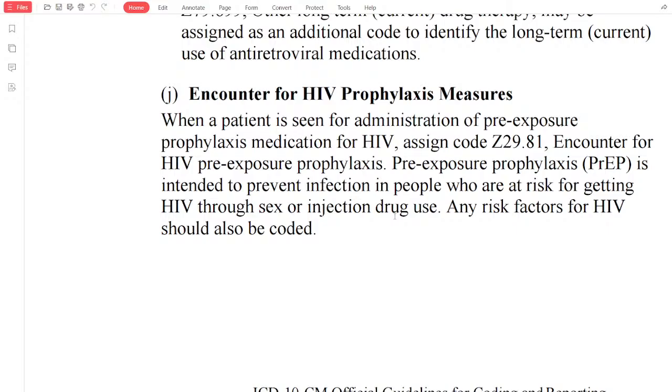Next is encounter for HIV prophylaxis measures. When a patient is seen for administration of pre-exposure prophylaxis medication for HIV, assign the code Z29.81, encounter for HIV pre-exposure prophylaxis. Pre-exposure prophylaxis is intended to prevent infection in people who are at risk of getting HIV through sex or injection drug use. Any risk factors for HIV should also be coded. So, in your documentation, if the physician documented that the patient is seen for HIV prophylaxis measure, the code is Z29.81. Okay.